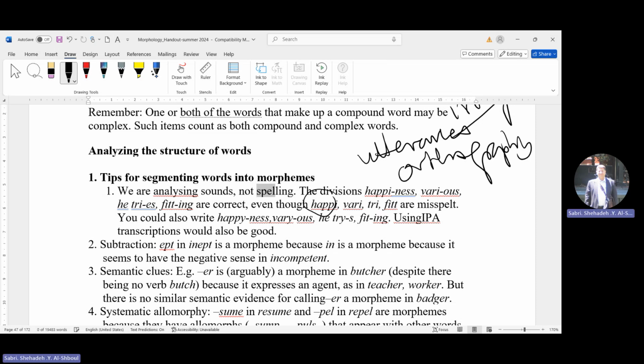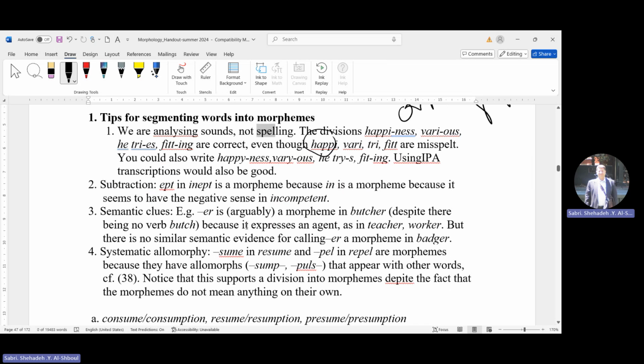This is the idea here. Okay. If we represent the form in the orthographic system, it would be misspelled like what we have here. Okay. So in general, dear students, when we talk about the segmenting of words into morphemes, we talk about different phenomena, different settings, different contexts for the morpheme analysis.